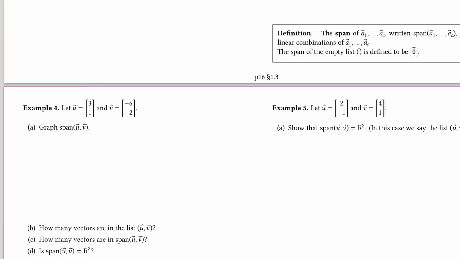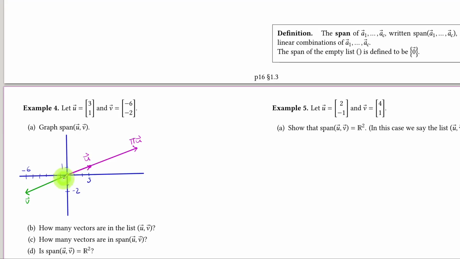When we graph the span of u and v, that's going to include v itself, because that is 0u plus 1v. It will also include u itself, because that's 1u plus 0v. It also includes the origin, because that is 0u plus 0v. It includes like pi times u, which is going to be the same idea as u, but like 3.14 times longer. About here, I guess.